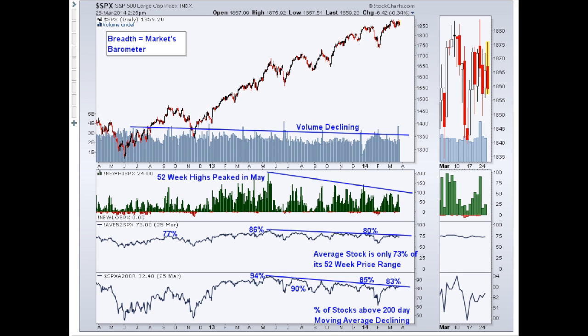So right here is a busy chart, but I wanted to put it all on one page so that we can move through it quickly. I'll take you through it: the top section is the S&P 500, and then the bottom three are indicators that I like to use for breadth.